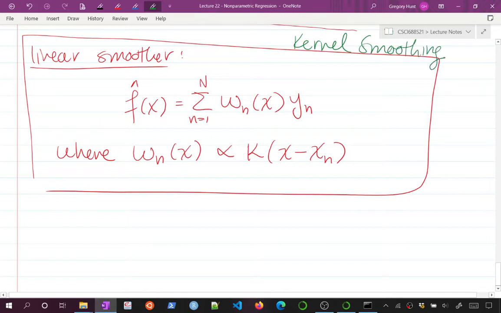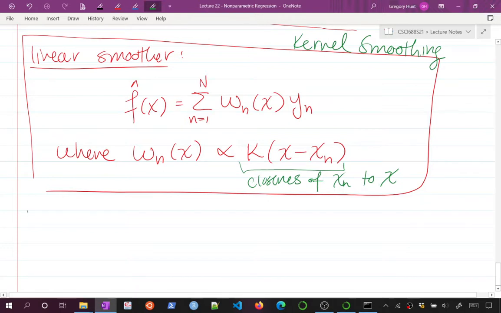You pick a kernel, and you define your estimate at each point as the weighted average of my y_n's, weighted by a w that is proportional to the kernel of basically the difference between the current point and the training point. So this is closeness of x_n to x. So this is really just a straightforward generalization of KNN regression, but I've generalized the notion of closeness from this neighborhood closeness metric to this kernel-based closeness metric.